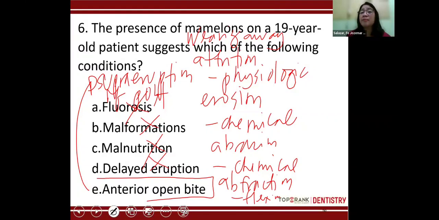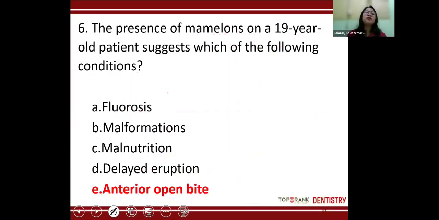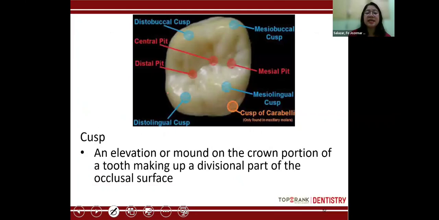Okay, because again of the same process. Kasi magsusupra-erupt yung ating posterior teeth. Okay, so that's your anterior open bite. Anong tawag natin? How do we describe patients with anterior open bite? Long face syndrome, di ba? Okay, kasi nga, mas mahaba na yung lower third ng face nila kasi nga naka-open. Okay, so that's anterior open bite or the long face syndrome. Okay, so number 6, the correct answer is letter E.